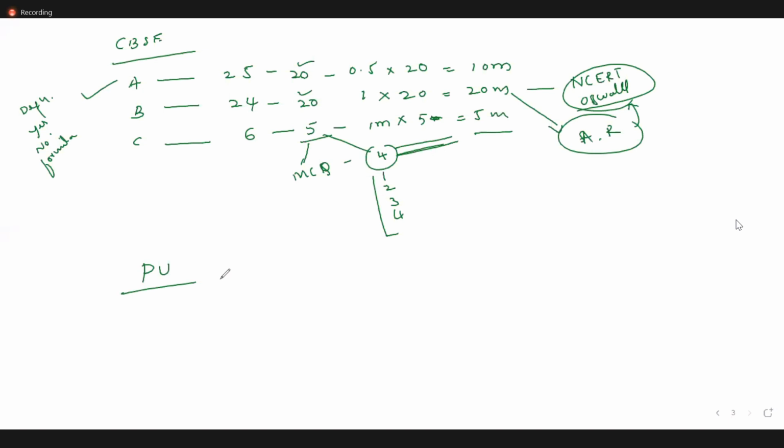Okay. PU board physics, 1 mark questions, 5 questions. There is no choice for the 1 mark. Okay, 5 marks. 2 marks questions will be there. 5 questions they will give you, but you need to attempt 3. Means how many marks here? 6 marks. Then 3 marks questions, 5 they will give you. You need to attempt 3. How many marks? 9 marks.